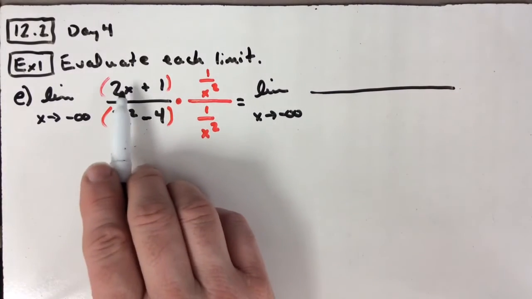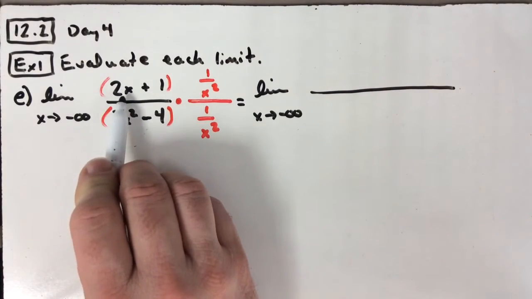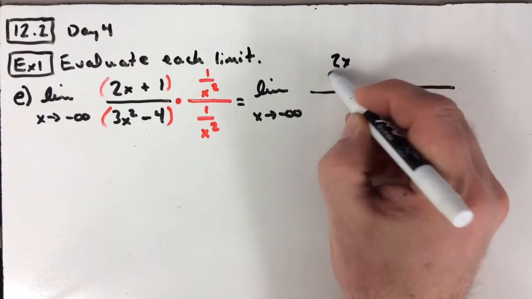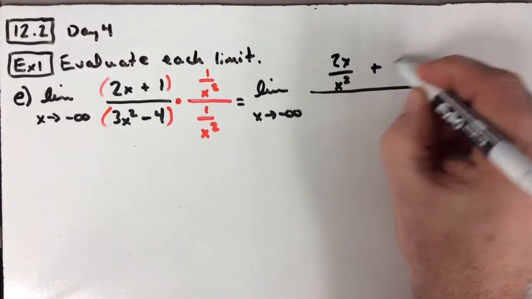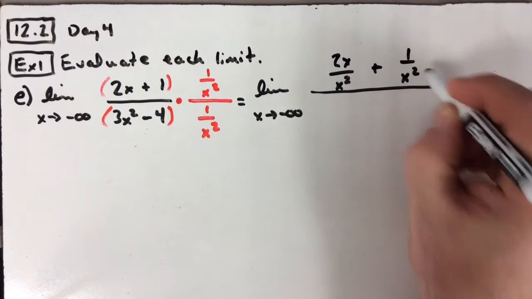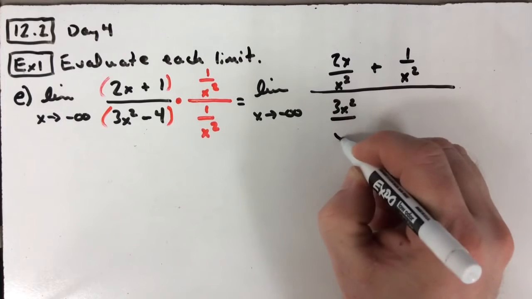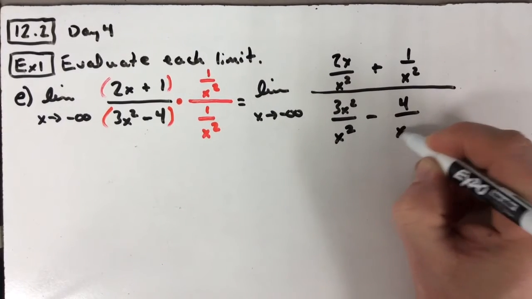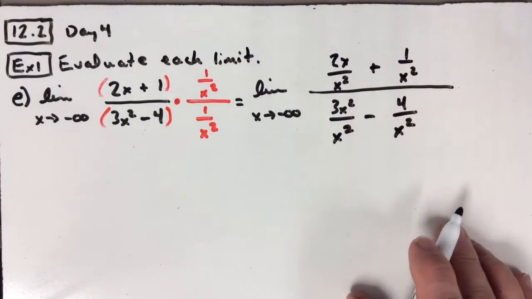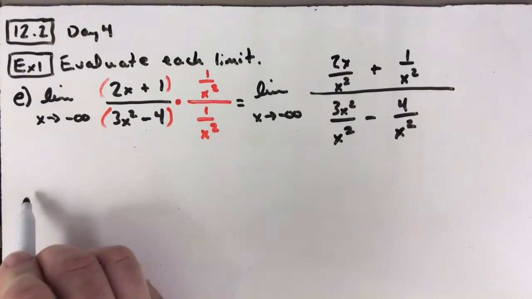All right, let's go through and divide each of these terms by x squared. So we would have a 2x over x squared, and then a plus 1 over x squared. On the bottom, 3x squared over x squared, and then a minus 4 over x squared. So divide each of those terms by x squared, and then you should go through and reduce each one of those fractions.